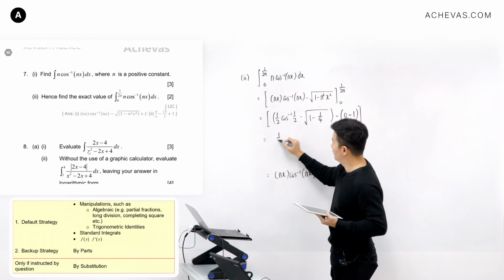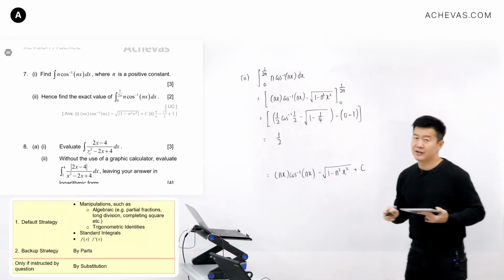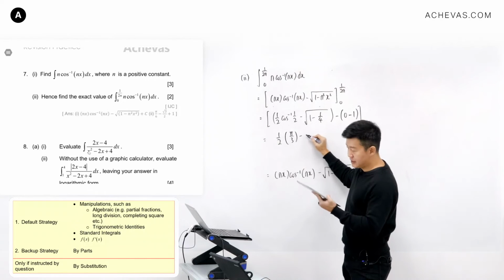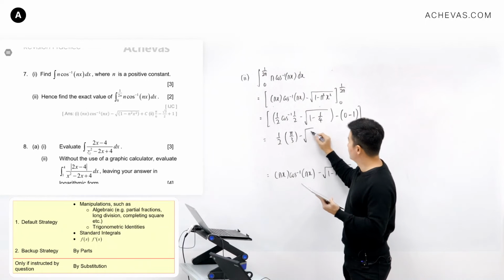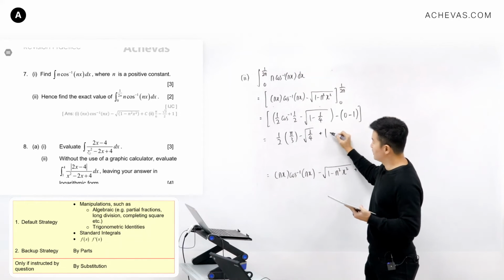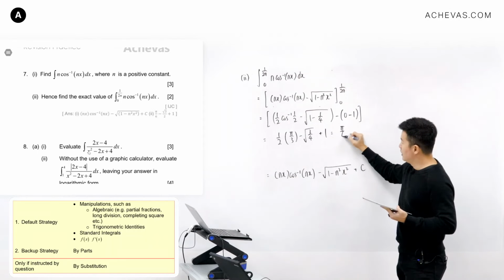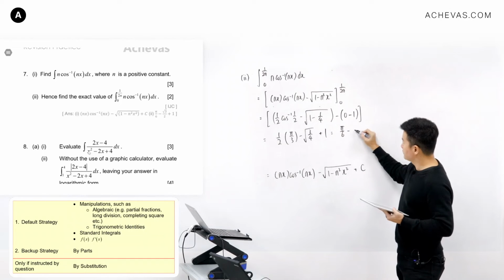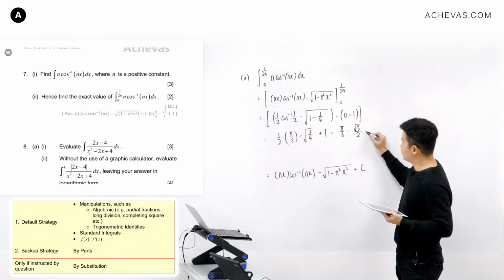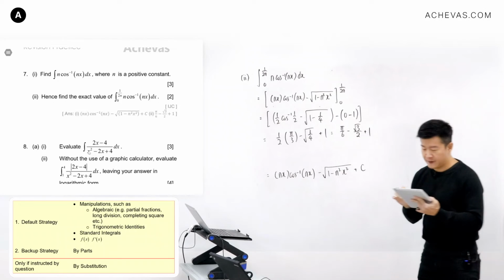So we have a half. Cosine inverse half, that is pi over 3. Minus this, which is square root of 3 over 4. Then we have a minus 1 plus 1. So my final answer is going to be equal to pi over 6 minus this. I can also rewrite it as square root of 3 divided by square root of 4, which is 2, then plus 1.